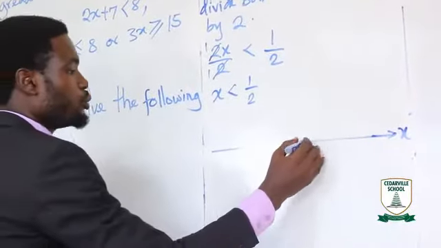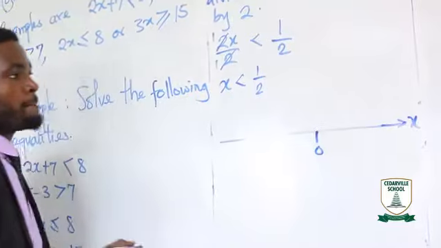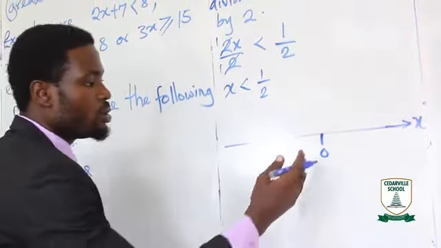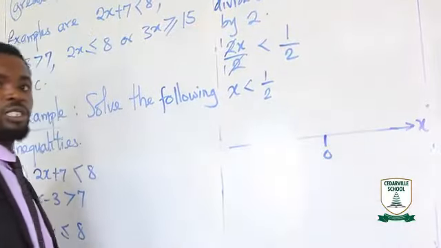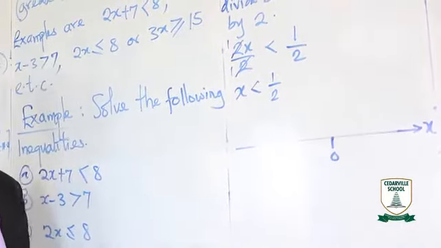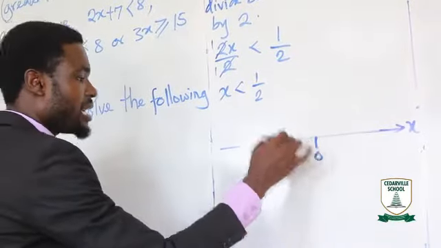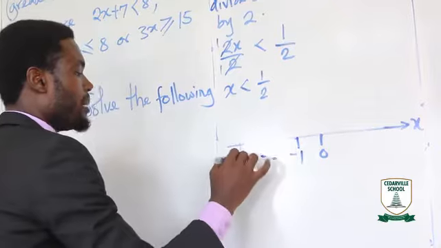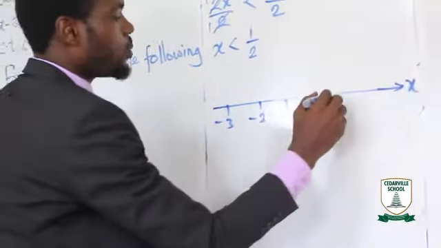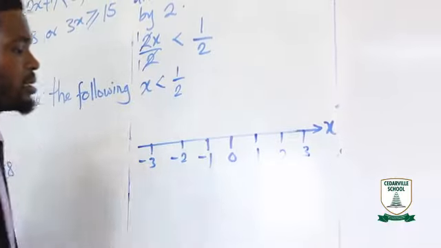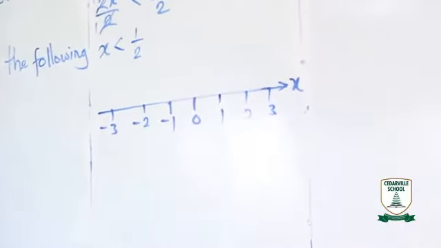Then the next thing is to put 0 in the middle. Now, what number do I have there? Is it positive or negative? Mind you, numbers after 0, they are positive numbers, while numbers before 0, they are negative numbers. Meaning that at this point, I will have minus 1, minus 2, minus 3. Then after 0, I will have 1, 2, 3. That is the number line, if you remember very well.